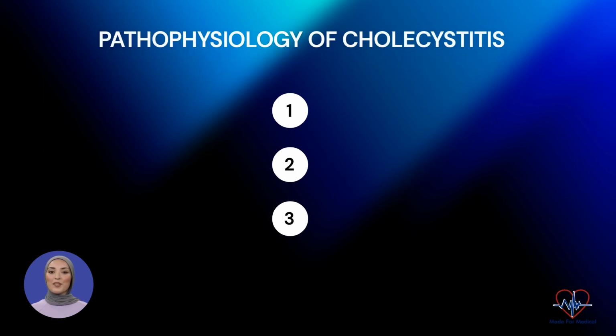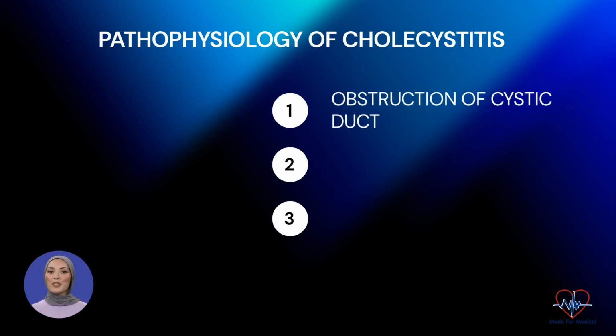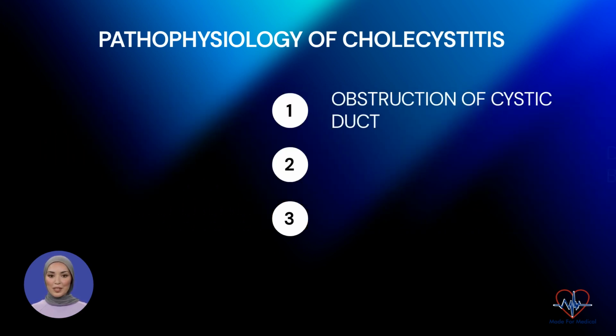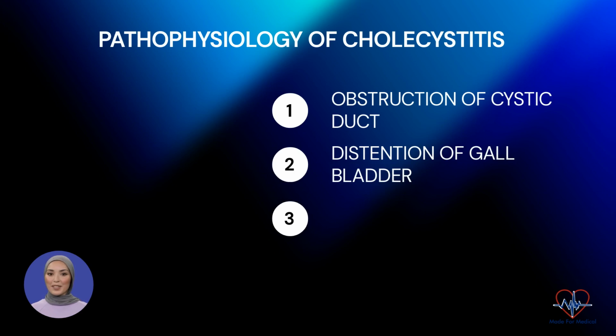Understanding the pathophysiology of cholecystitis is important to accurately diagnose and manage the condition. The pathophysiology involves a series of events that lead to gallbladder inflammation. The primary contributing factor is the obstruction of the cystic duct, which is the duct that connects the gallbladder to the common bile duct. This obstruction can occur due to the presence of gallstones or other factors, such as a tumor or biliary sludge. When the cystic duct becomes blocked, bile cannot flow out of the gallbladder, leading to distension and increased pressure within the gallbladder.